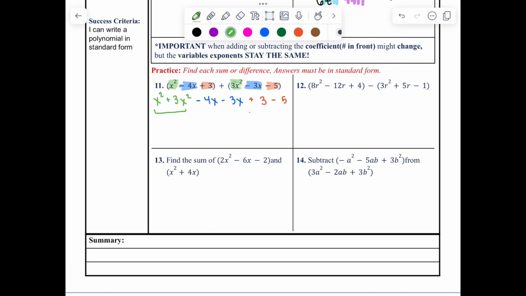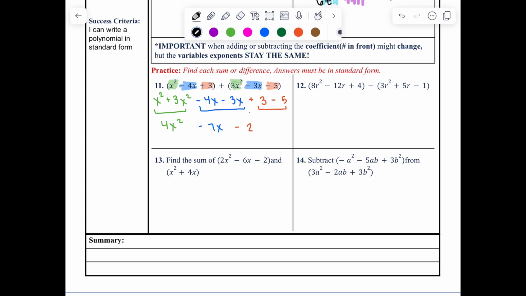This is when I start to calculate though, because if they have the same variable and exponent, I can combine them. So 1 + 3 is 4, which means I have 4x squared. -4 minus 3 is -7, which means I have -7x. And then 3 minus 5 is -2. I don't have any other like terms, so that's my final answer. If you want to circle it, you're more than welcome to. I didn't this time though.